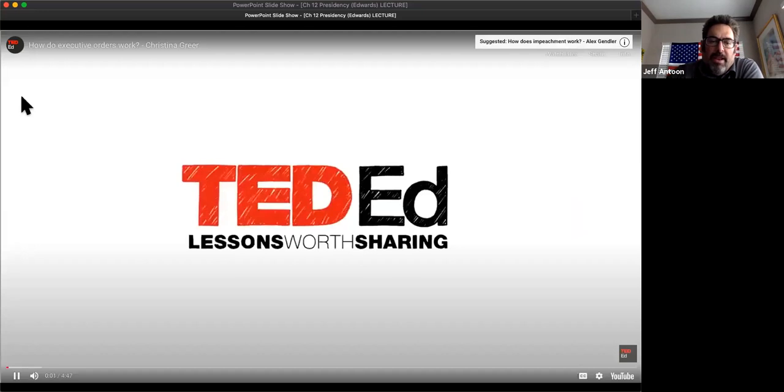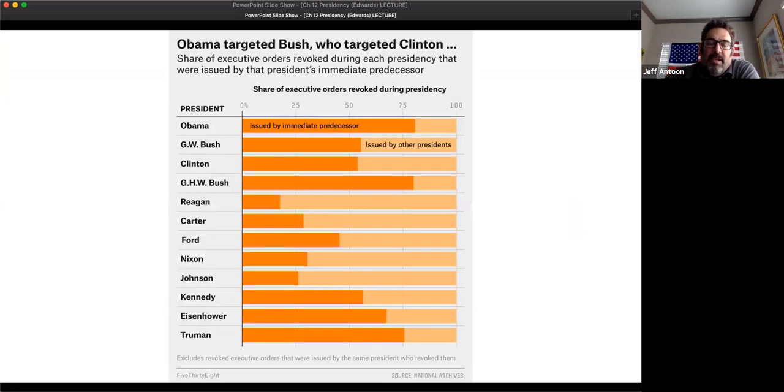Okay, so hopefully that helped you guys with that. Again, you could see how each president will target each other here. Obama targeted Bush, who targeted Clinton, and that's what they're trying to do. They're trying to get rid of it, and that's what bases want. I don't like Trump, so let's get rid of all of his stuff. No, I don't like Obama, let's get rid of all his stuff. This is what happens. Presidents have a right to do this.